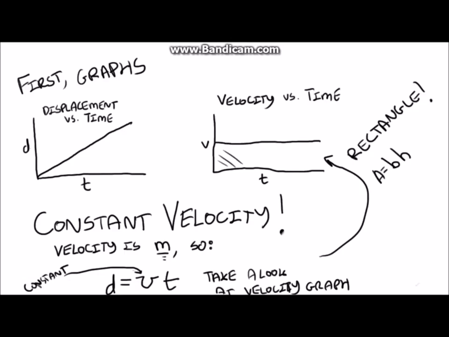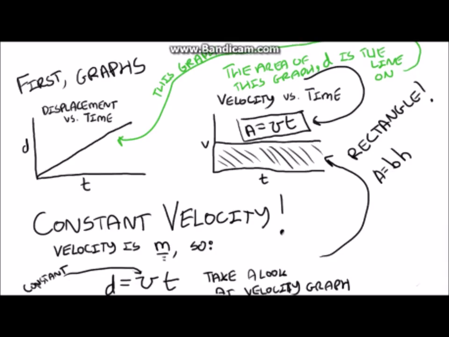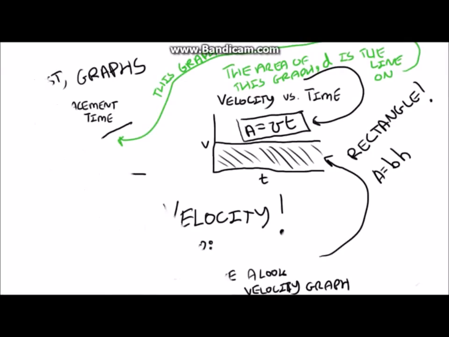So, if you look at the rectangle, the area of a rectangle is b times h. And in this case, the base is t, and the height is v, so a equals v times t, which is the same as the equation of the displacement versus time graph, which means the area of this graph is really what the displacement versus time graph is graphing. And so the area of the velocity versus time graph is displacement. That's kind of cool. Let me emphasize that because this is going to come up later in the video. The area of a velocity versus time graph is the displacement.